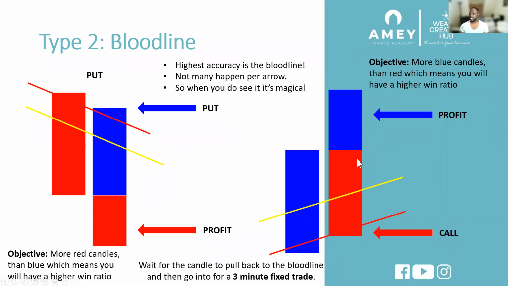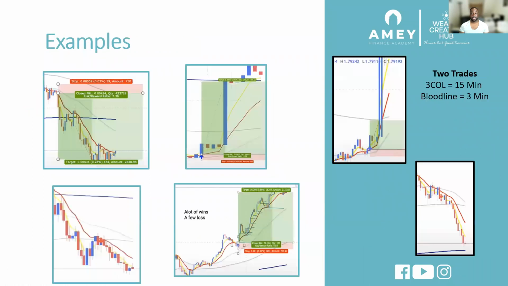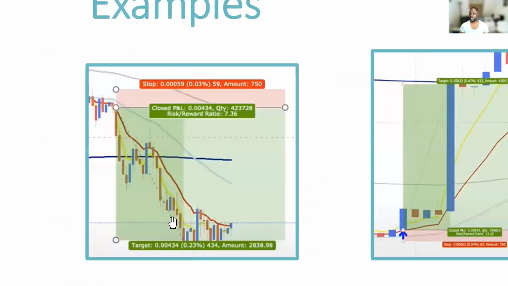And you can see here, it will pull back like so to the red line. You go into the trade. And then basically you wait. So pull back, go for 3 minutes fixed. And that's very important for you to do. And you can see the examples here. So I'll show you some of the examples like so.